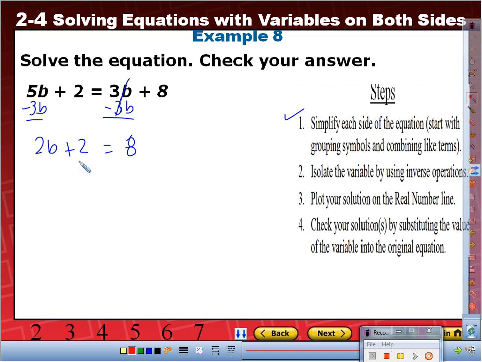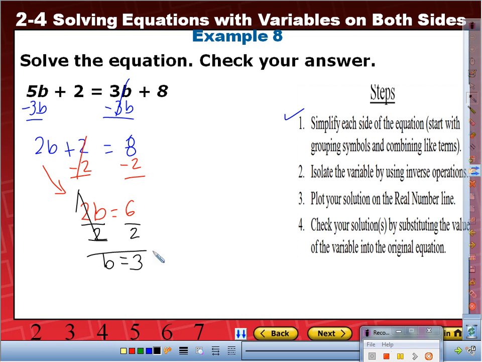Next, there's addition here. The opposite is to subtract 2 from each side. I subtract 2. This becomes 2b. I bring this down. Equals, what is 8 minus 2? That's 6. At the end, the 2 is multiplying. What is the inverse? Divide by 2. 2 divided by 2 is 1. 1 times b is b. 6 divided by 2 is 3. Okay, let's continue.